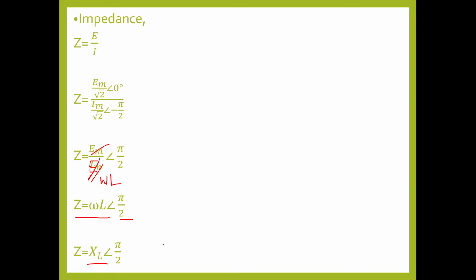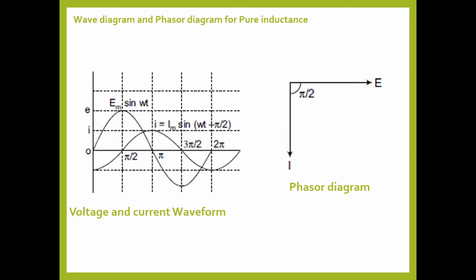So Z is equal to XL at an angle of pi by 2 for a purely inductive circuit. The impedance will be equal to XL at an angle of pi by 2, where XL is the inductive reactance and its units are ohms. Now if you draw the phasor diagram, here current lags voltage by an angle of 90 degrees.